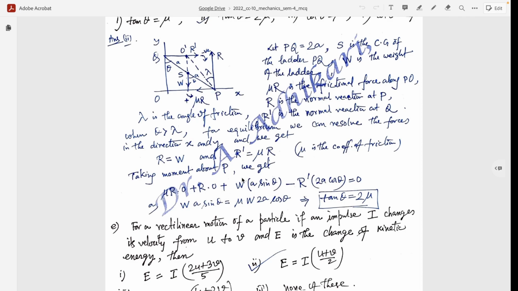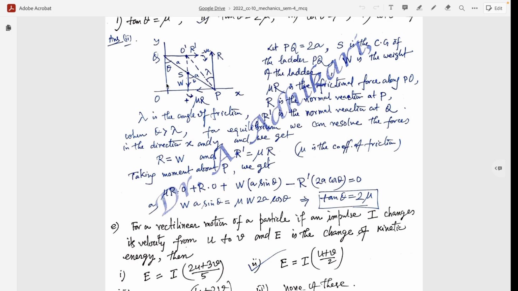So this is positive: W a sin theta. And the other force, R dash, acts in the normal direction at this point. Now take the moment of R dash about the point P. The perpendicular distance of the force R dash from the point P is OQ.